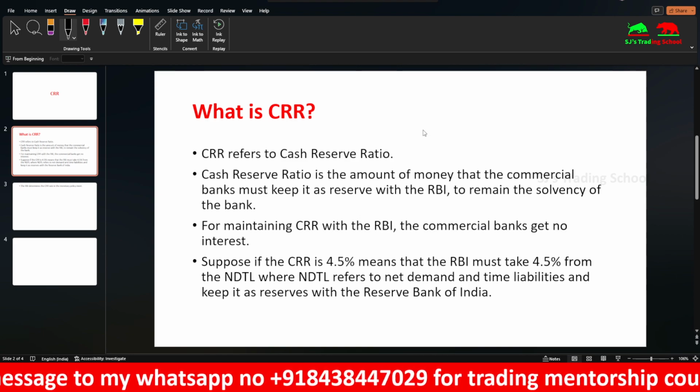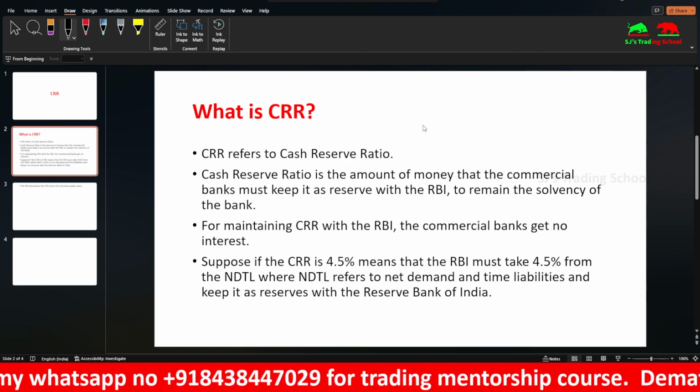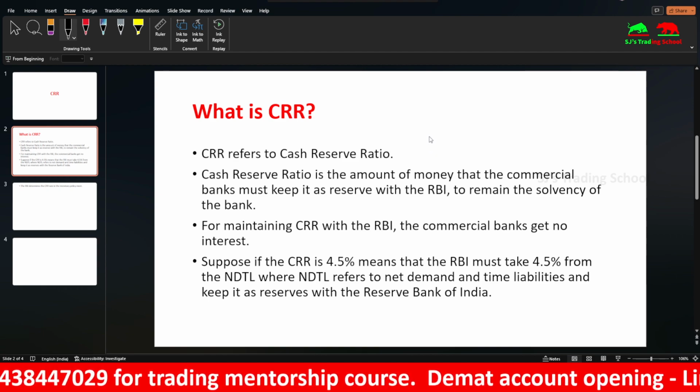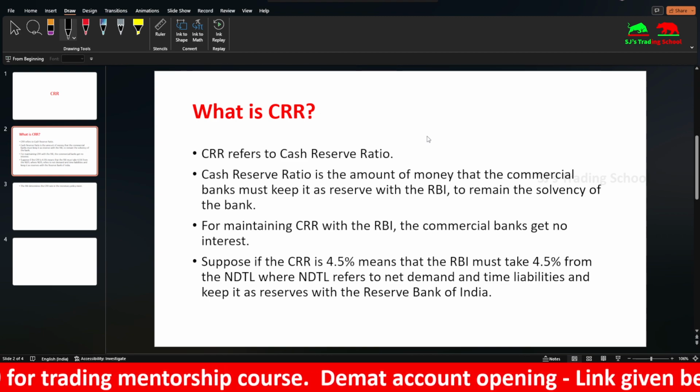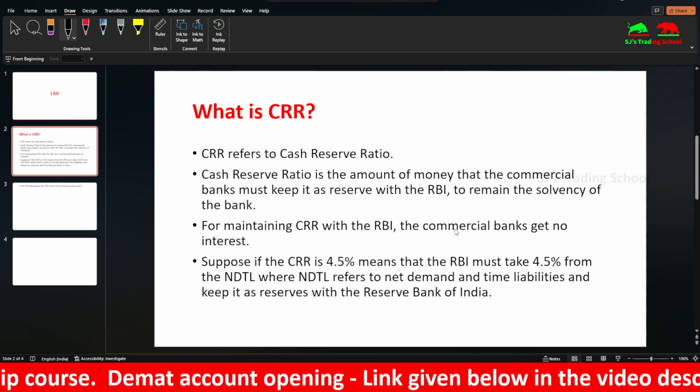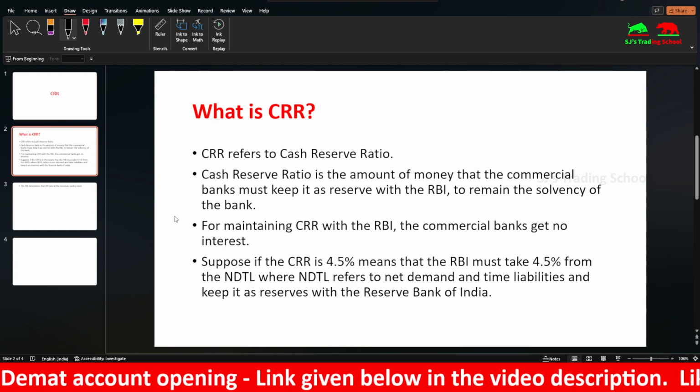And usually, if the CRR increases, only a small amount of money can be lent to the public, and the bank's profit might decrease, which will lead to a slowdown in the business of the bank, and it also affects the money supply. I will explain later. Before that, let us see what is the NDTL.